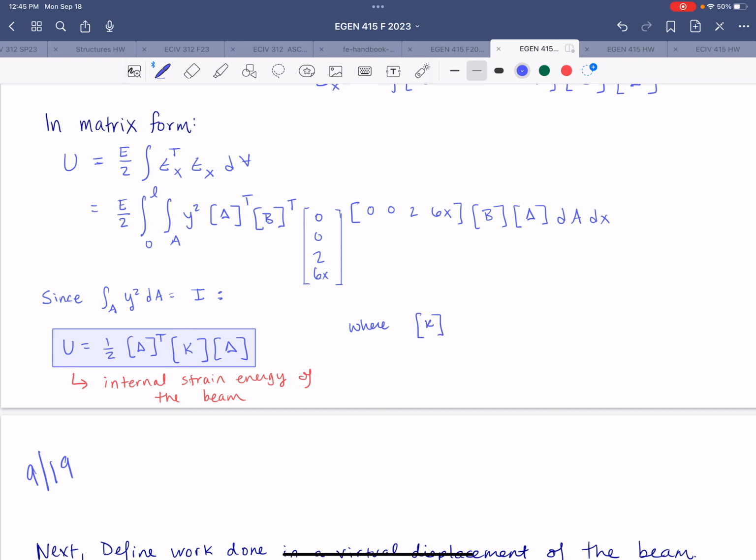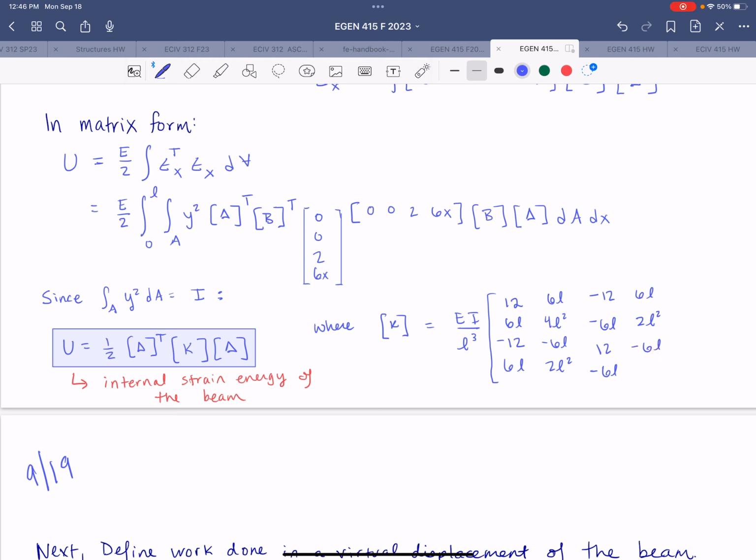Where that stiffness matrix K, and I know this will look familiar to those of you that took my structures class, is EI over L cubed. And then this is going to be a 4x4 where the first column is 12, 6L, negative 12, 6L. Second column, 6L, 4L squared, negative 6L, 2L squared. Third column, negative 12, negative 6L, 12, negative 6L. Fourth column, 6L, 2L squared, negative 6L, 4L squared.